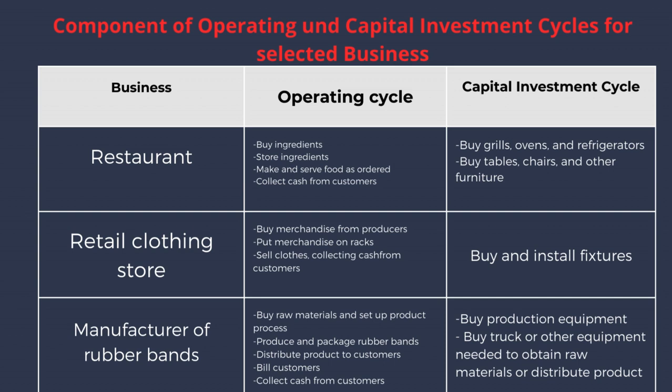Buy grills, ovens, and refrigerators. Buy tables, chairs, and other furniture. Buy and install fixtures. Buy production equipment. Buy truck or other equipment needed to obtain raw materials or distribute product.